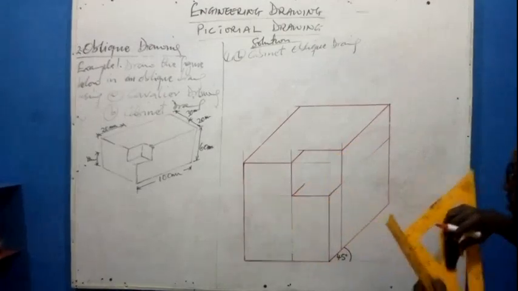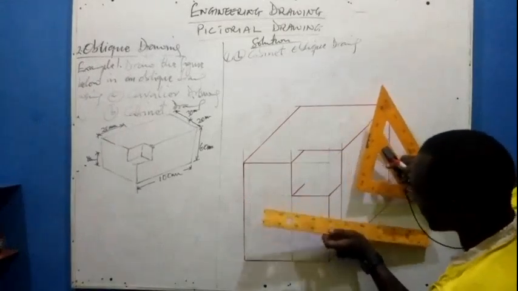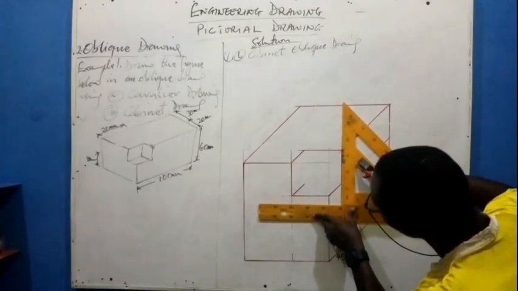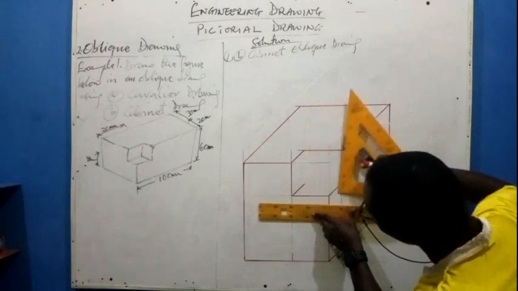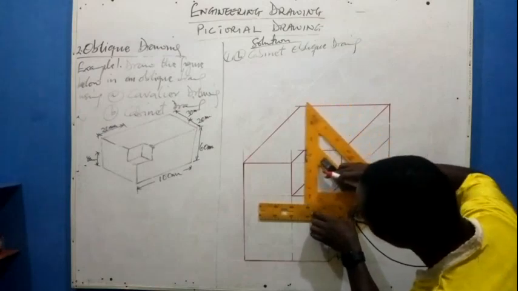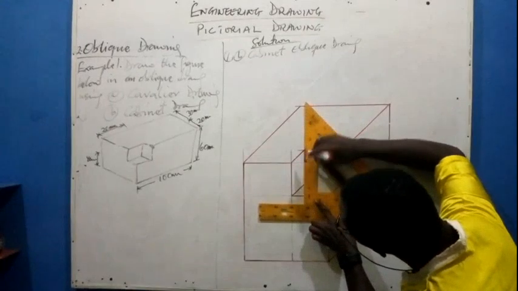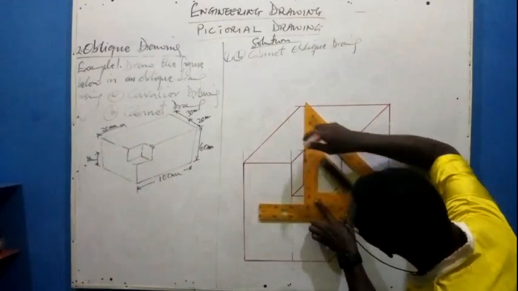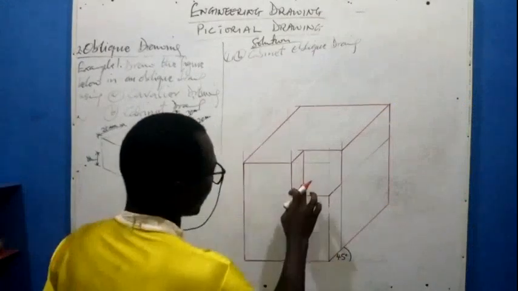Then I'll place my set square in this direction. Then move it to arrive at this and check. Okay. Gotten it well. Now I can join it from here to here.